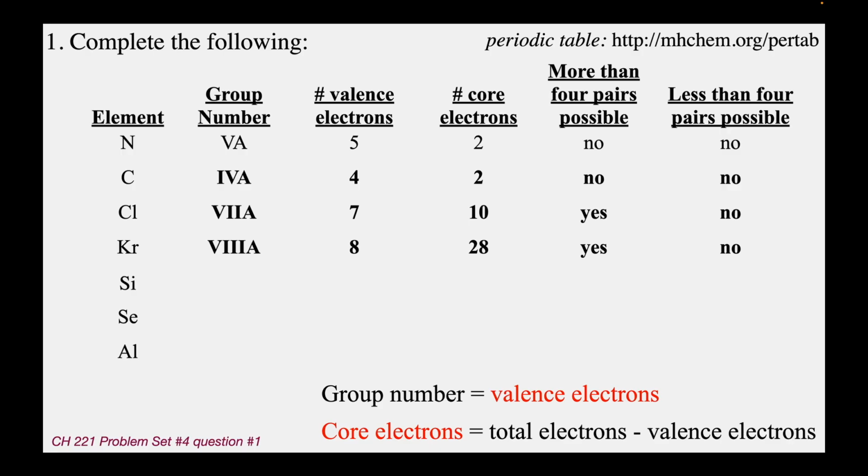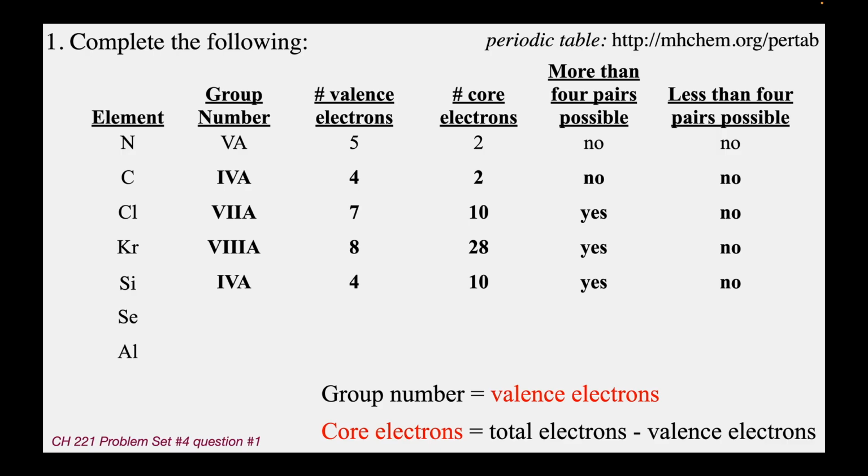Silicon. All right, next one on this list. Silicon is number 14 on the periodic table, and it's in group 4A. So that means it's going to have 4 valence electrons. Anything in group 4A will have 4 valence electrons. 14 total electrons minus 4 valence means 10 core electrons. Silicon can make more than 4 pairs, but like the other ones so far, it will not have less than 4 pairs. It will always have at least 4 pairs.